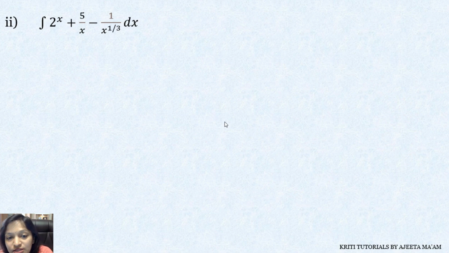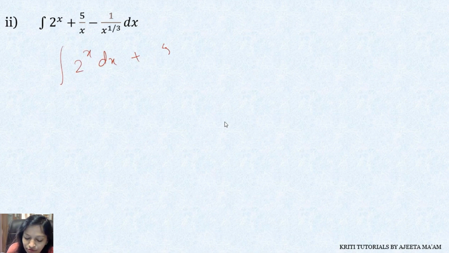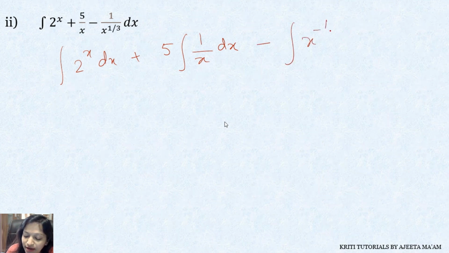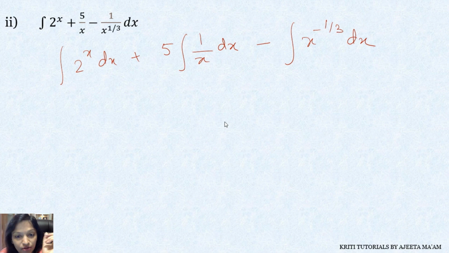Now here we again have three integral functions we can make. Here we have 2 raised to x, then 5 upon x, so 1 upon x we can write. Just now I told you that you can take the constant outside and then write the function, and here I can write x raised to minus 1 by 3. So three different formulae will be used now.